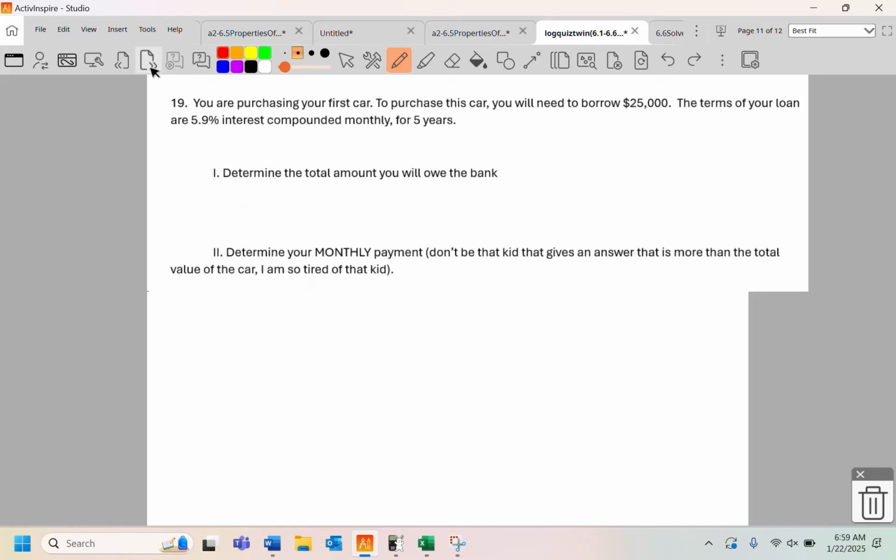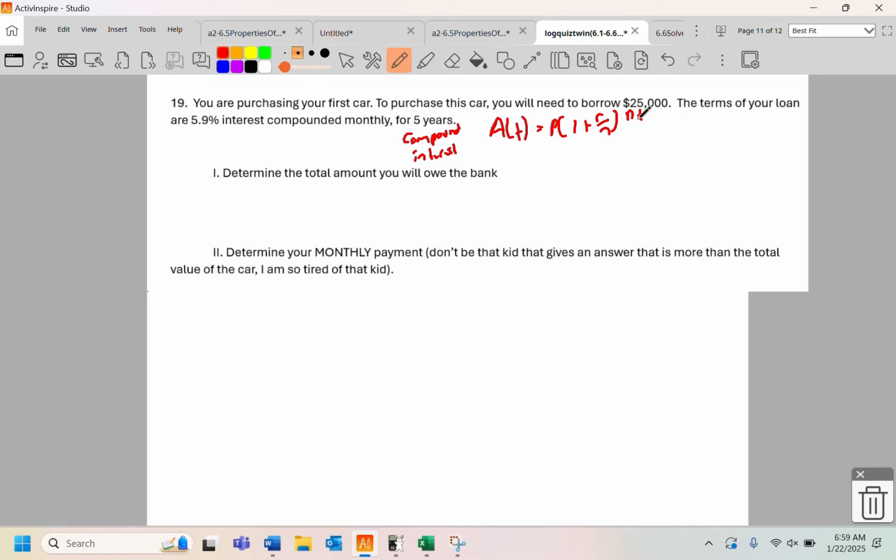You are purchasing your first car. To purchase a car, you'll need to borrow $25,000. The terms of your loan are 5.9% interest compounded monthly for 5 years. Your formula is going to be the formula for compound interest. It's called the compound interest formula: the amount of time passes is the principal times 1 plus R over N, raised to the NT.